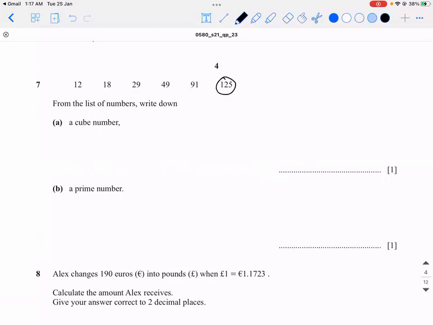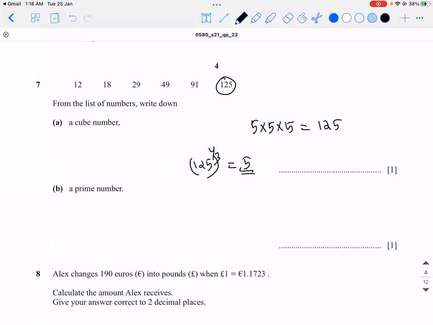125. Why? Because 5 multiplied by 5 multiplied by 5 is going to be 125. Or else you can take your calculator and find the cube root of 125, you will get 5. So only one number in this list gives a cube root that is a whole number. All other cube roots we will get in decimals. So we can conclude 125 is a cube number.